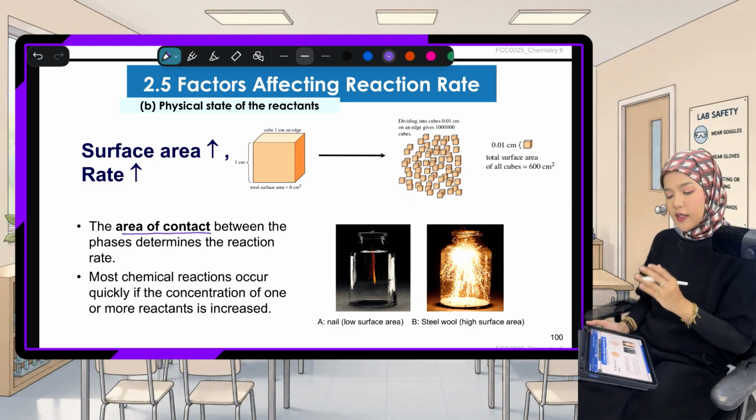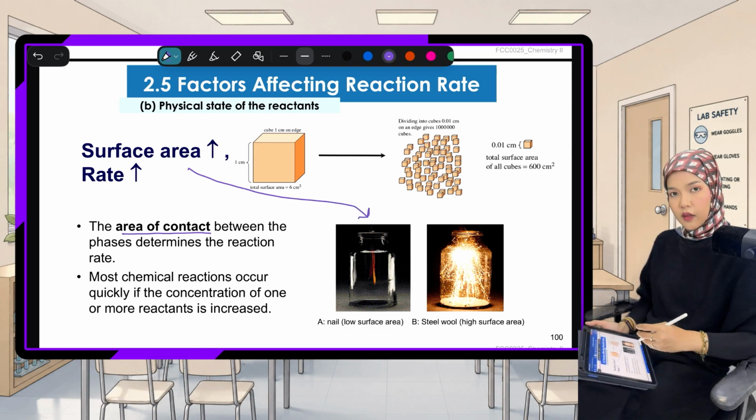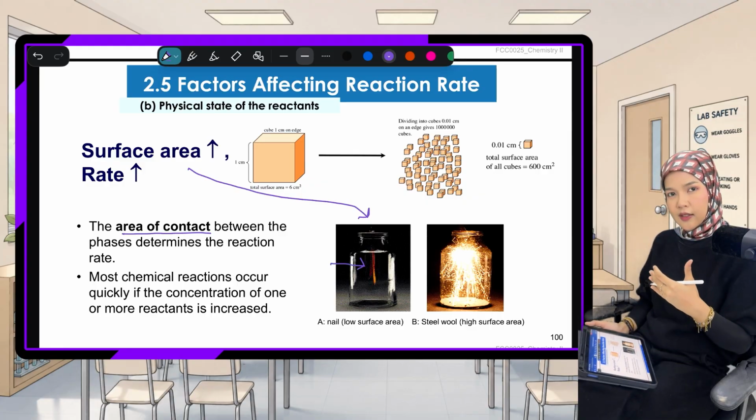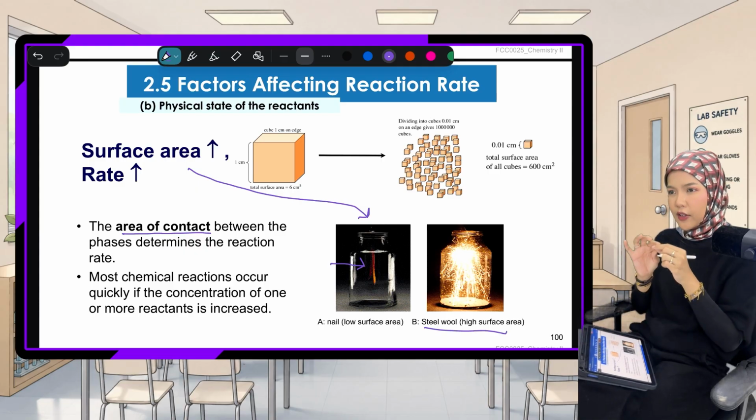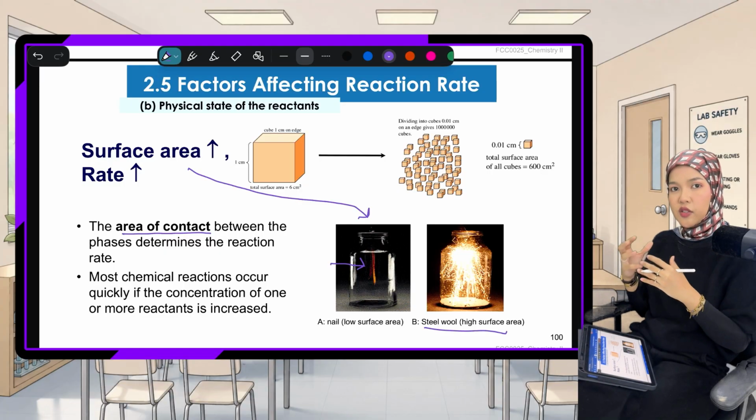This is an example of surface area. If you just use a nail and there is a fire, the reaction is not that fast. But if you have steel wool, very fine, with a very high surface area, the reaction is going to be faster.